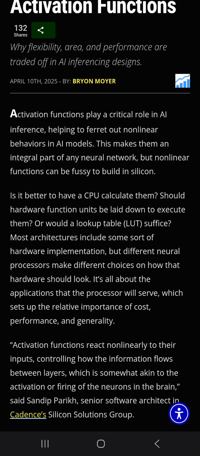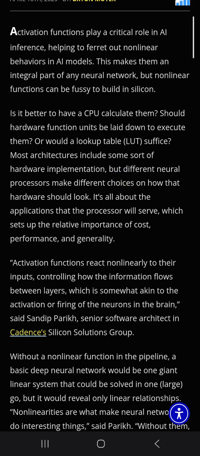Is it better to have a CPU calculate them? Should hardware function units be dedicated to execute them? Or would a lookup table, or LUT, be the best approach? Most architectures include some sort of hardware implementation, but different neural processors make different choices on how the hardware should look. It's all about the application that the processor will serve, which sets up the relative importance of cost, performance, and generality.